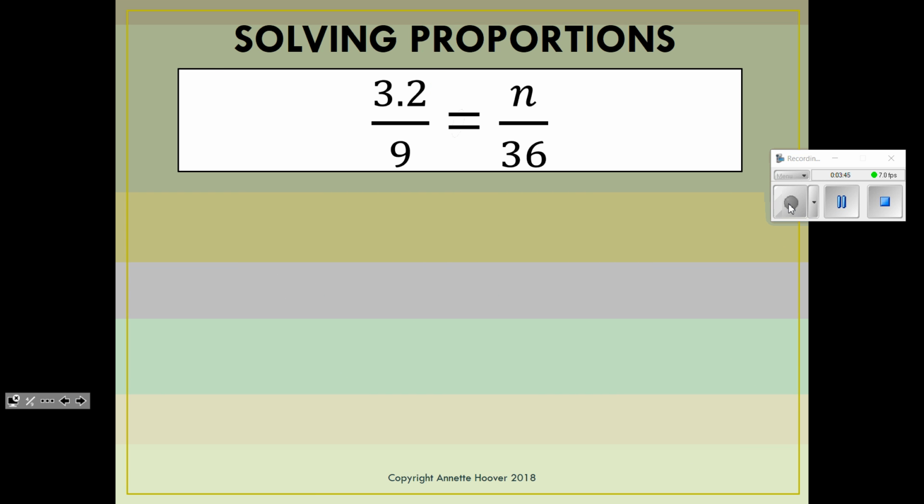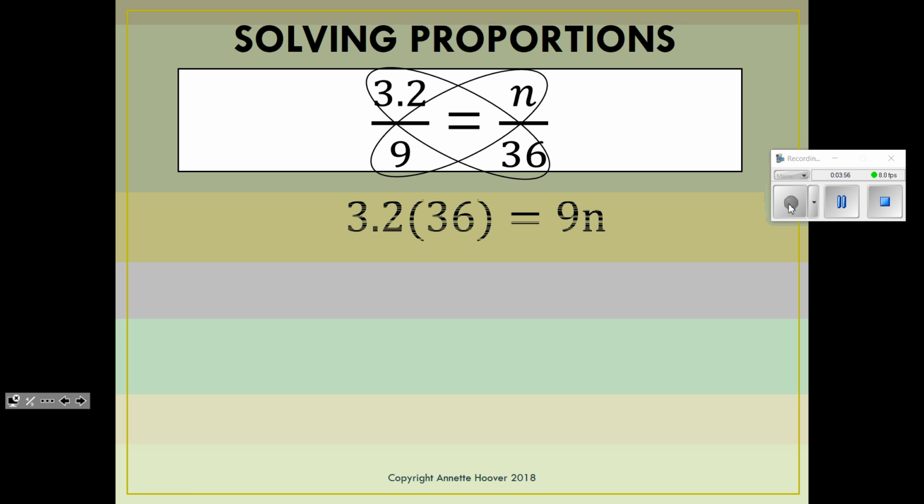Try it again. Here's our wings. We could do our butterfly wings. We can do 3 2/10 times 36 on one side of the equation, and 9n is going to be on the other side of the equation. So this time I put the variable on the right side, but it doesn't matter.